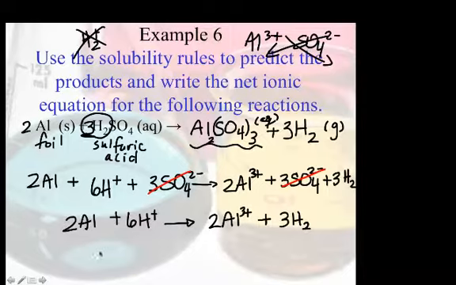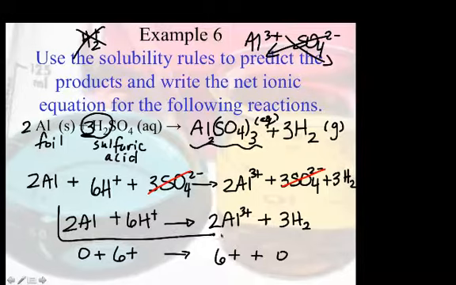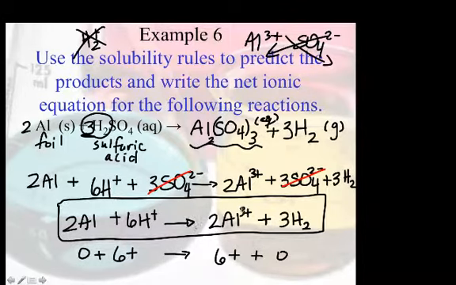Okay. So now, looking at charge, I have 0 here, and then 6 positives. Now on the other side, I have 2 aluminums. Each aluminum is a 3 plus, so 6 plus altogether. And then any element is a 0. Hydrogen is 0. So our charges are the same on both sides. So it looks funny because there's no negatives, but this is our net ionic equation. The sulfate is just a spectator.